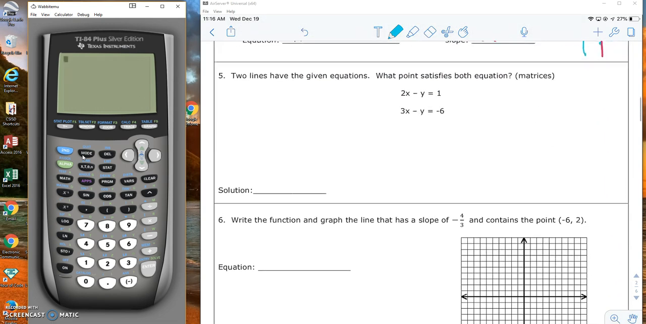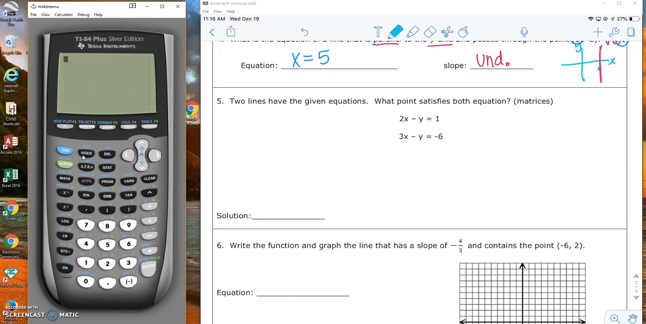Problem 5, two lines have the given equation. What point satisfies both? And the suggested method here is matrices. So remember, with matrices, I need to set up x, y equals answer. So in my top equation, x is 2, y is -1, and my number is 1. Bottom equation, x is 3, y is -1, and number is -6. So these are already set up for matrices.